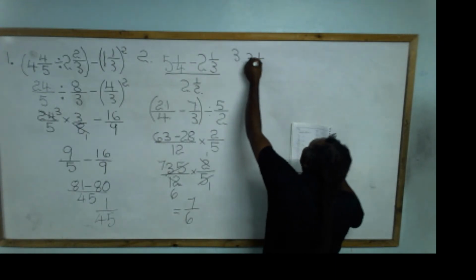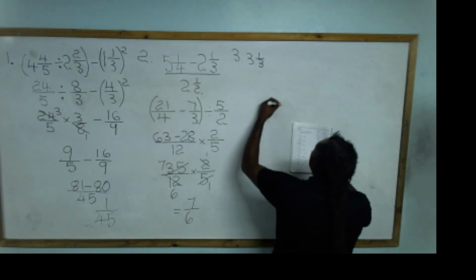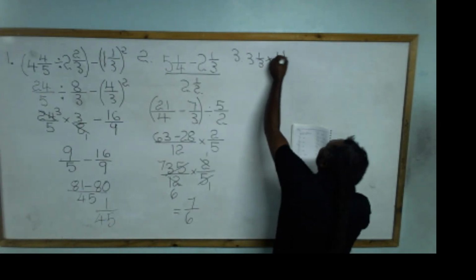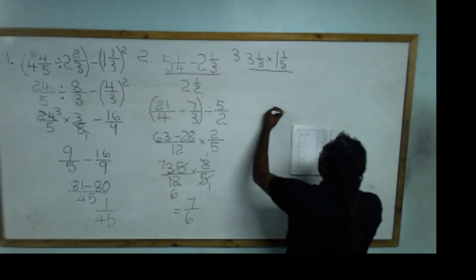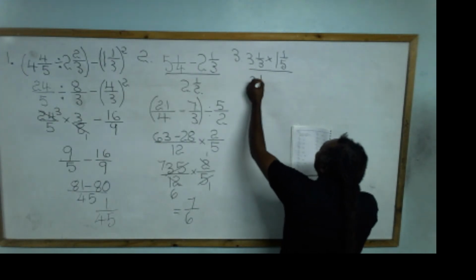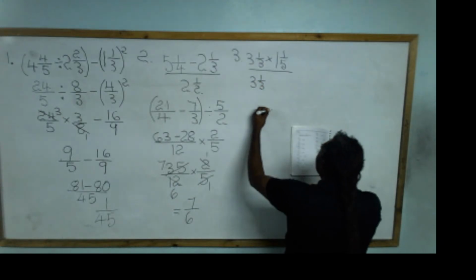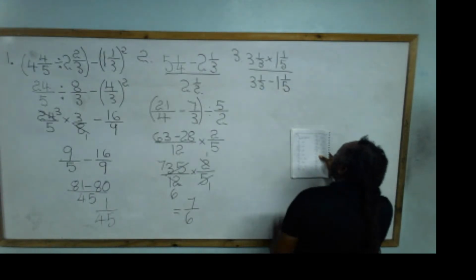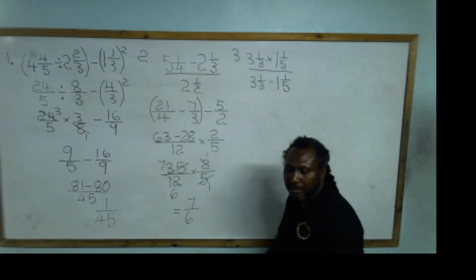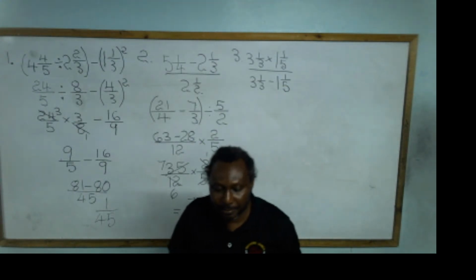3 and a third multiplied by 1 and 1/5 over 3 and 1/3 minus 1 and 1/5. Now, of course, students, you're going to learn this strategy.